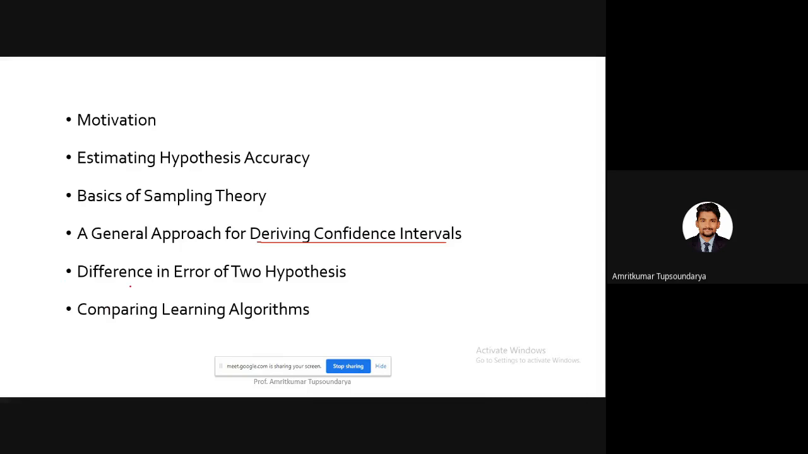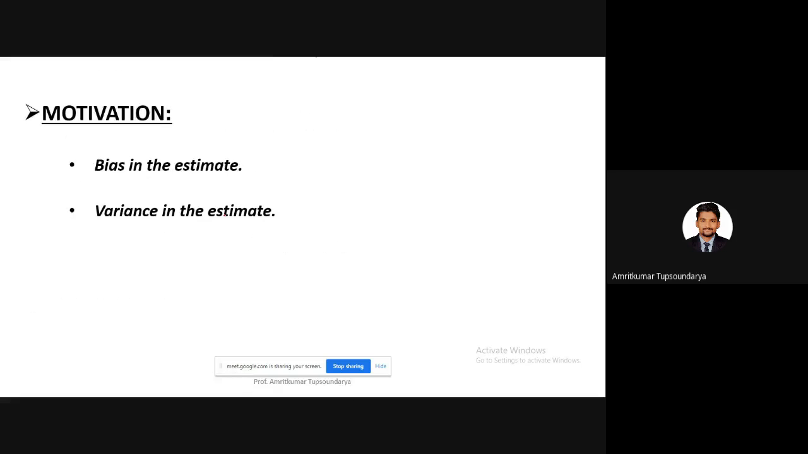Then we are going to discuss the difference in the error when we consider two hypotheses. What is the difference in the error that we get? We will be discussing that as well. And ultimately, by the end of this chapter, evaluating hypothesis, we'll be comparing learning algorithms. So motivation and estimating hypothesis accuracy is what we are going to see in today's lecture.